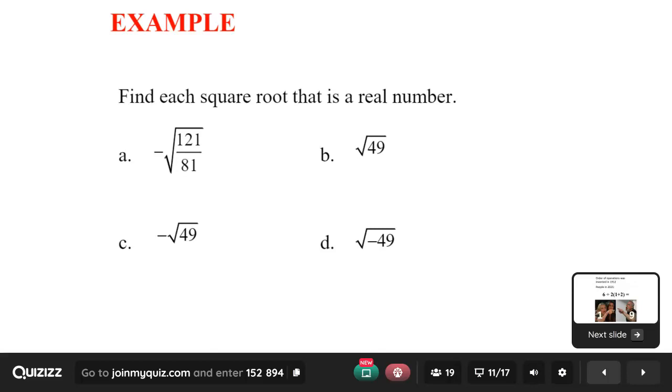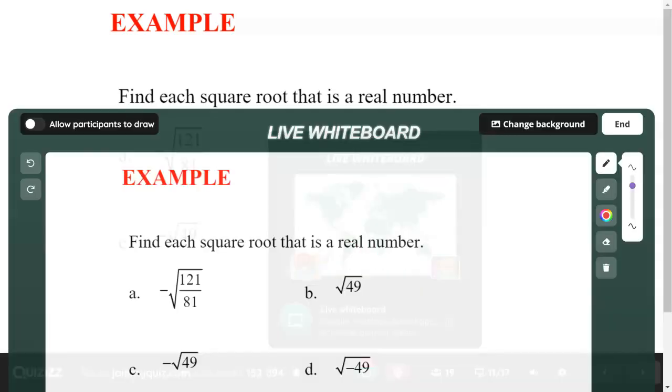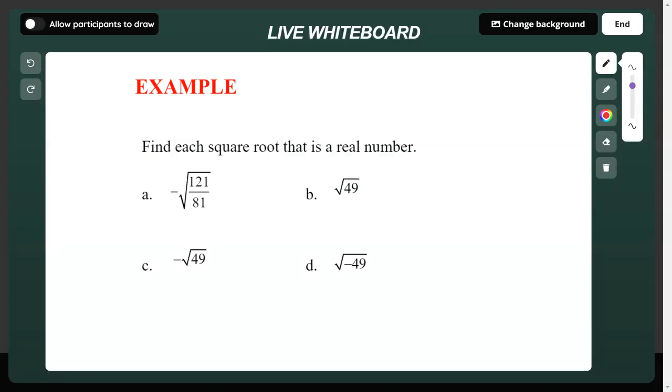Okay? So, negative square root of 121 over 81. We can do the square root of the numerator and the square root of the denominator. What's the square root of 121? 11. What's the square root of 81? 9. And am I going to have a positive or negative fraction? Negative, because it wants the negative root. All right, square root of 49. 7. Is it going to be positive or negative? Positive. Okay, negative square root of 49. Negative 7.